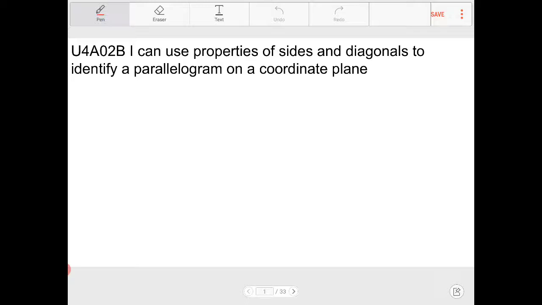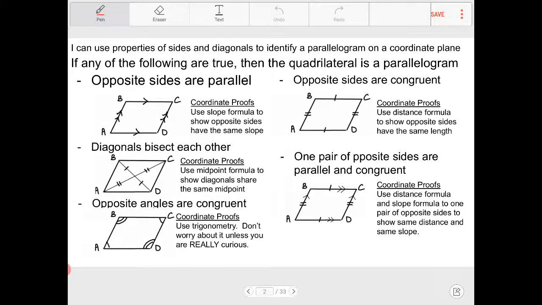Let's take a look at it again, but this time we're going to examine it in the context of a coordinate plane. So if you recall, there were 5 properties. The first was opposite sides are parallel, second is opposite sides are congruent, third is diagonals bisect each other, fourth is one pair of opposite sides are parallel and congruent, and the fifth property was opposite angles are congruent. No particular order at all, I'm just listing them out.